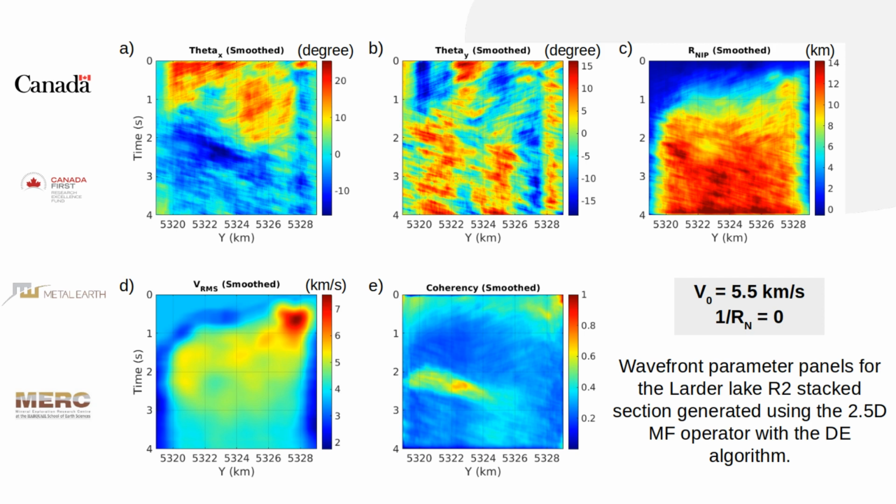This decreased the number of unknowns from 4 to 3, including theta x, theta y, and RNIP, which are plotted in the top row here. Figures A and B show estimated inline and crossline dips respectively. Figure C shows the radius of the normal incidence point wavefront curvature, which generally increases with depth. Figure D shows the estimated dip-independent RMS velocity that we calculated using estimated attributes and can be used for further processing steps such as migration. And figure E shows the coherency section.